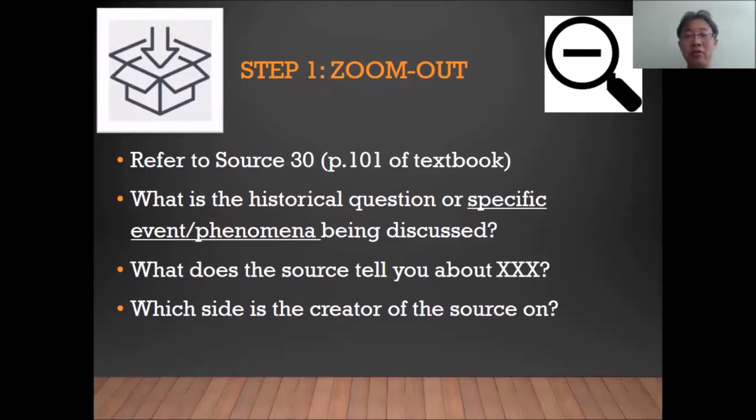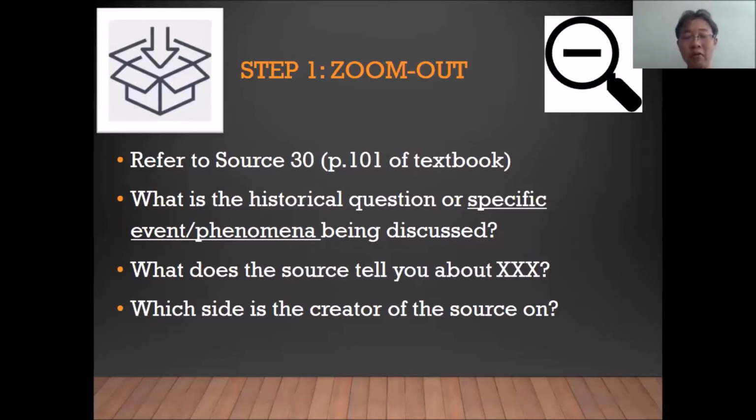The first thing that you do is you step out of the source and try to understand it from a larger context, right? So when you look at the source, ask yourself this question: what is the historical question or specific event or phenomena that's being discussed? So if you look at the source again and you zoom out, you will say, hey, this source is about merger. And which side is Dr. Shu Cho on? If you look at the source, very clearly you'll find out that he is against merger.